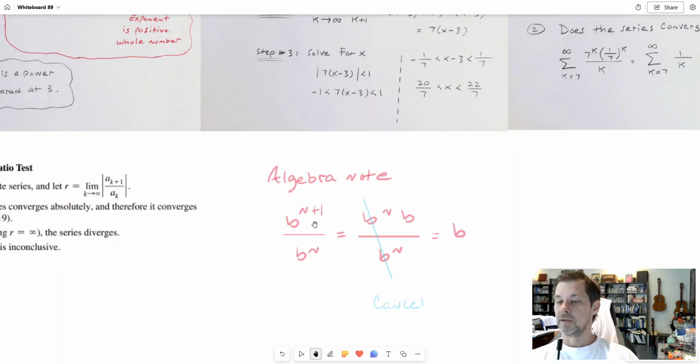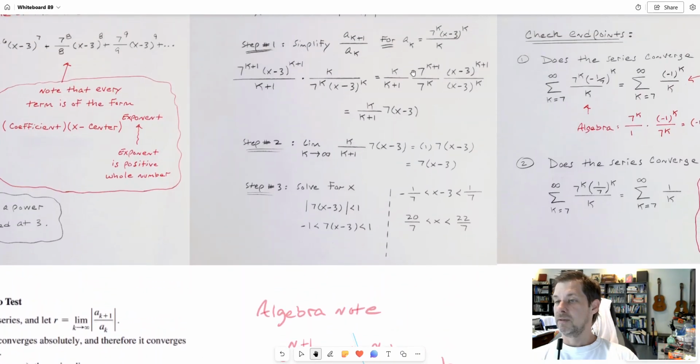Why would I take it apart? Well, then these two terms cancel, and I'm left with just b. Now that is how 7 to the power k plus 1 over 7 to the power k cancels to just give you 7. x minus 3 to the k plus 1 over x minus 3 to the k cancels to just give you x minus 3. Now k over k plus 1, nothing can be canceled there. That part can't be reduced. We're just going to have to accept that it's there and leave it and worry about it later.